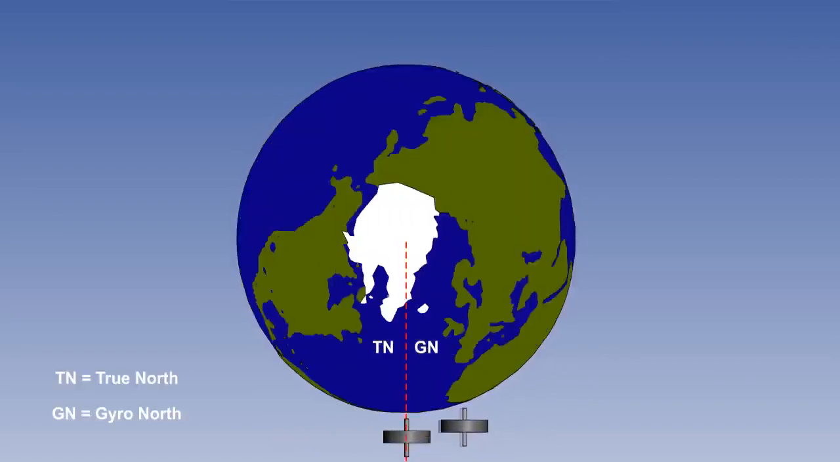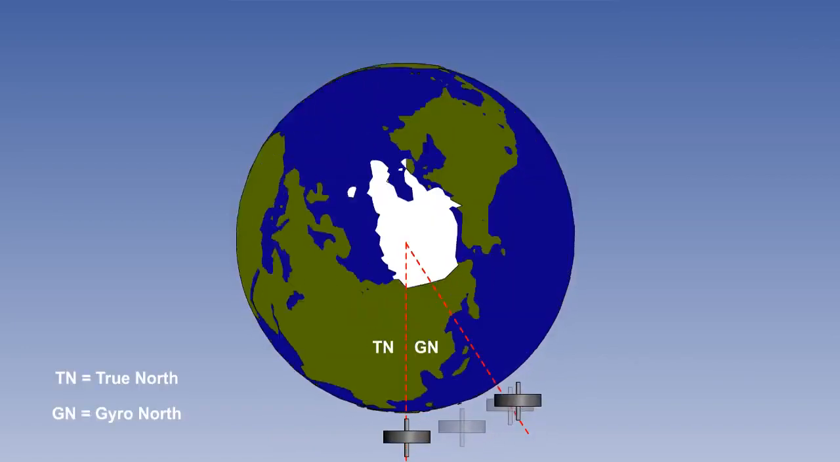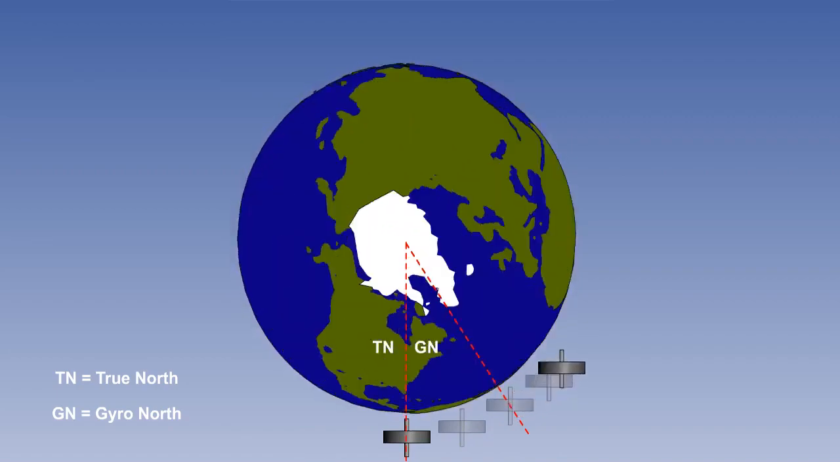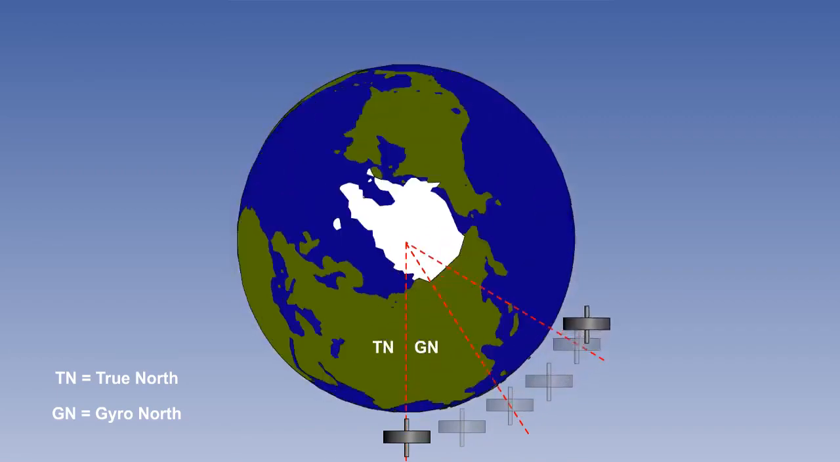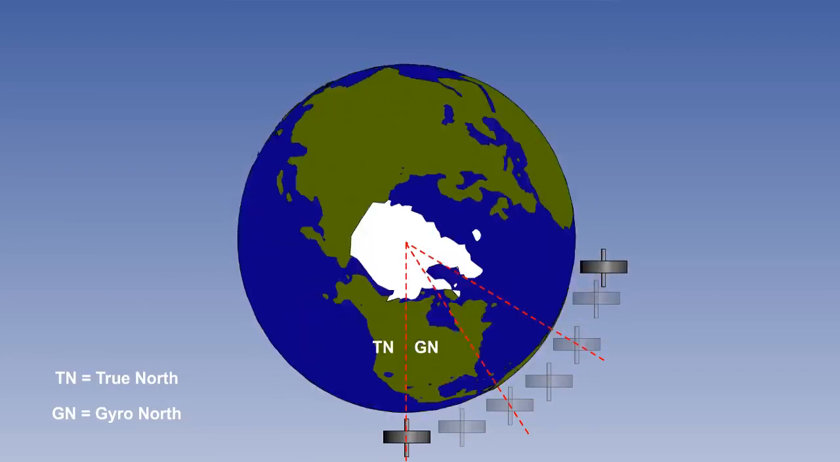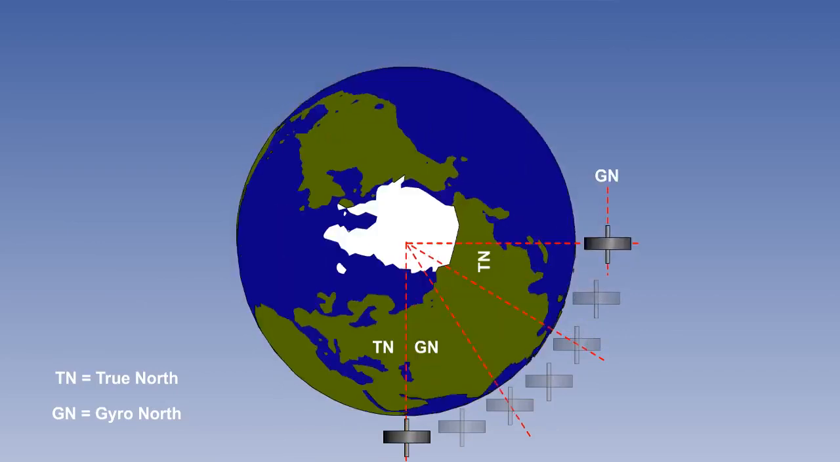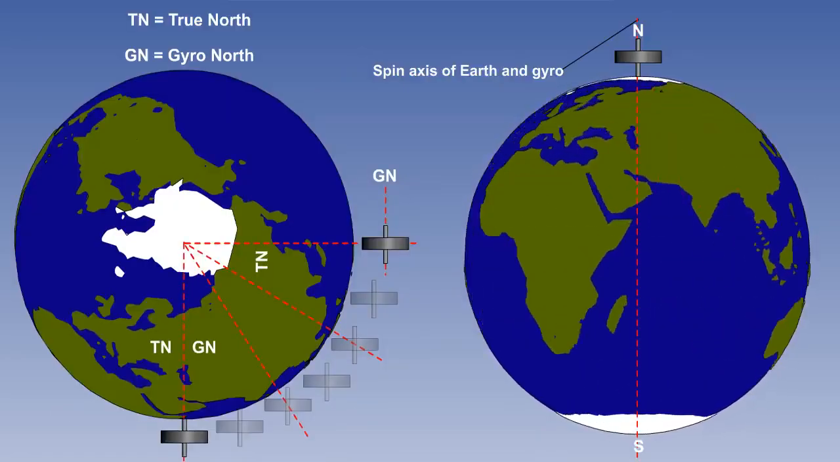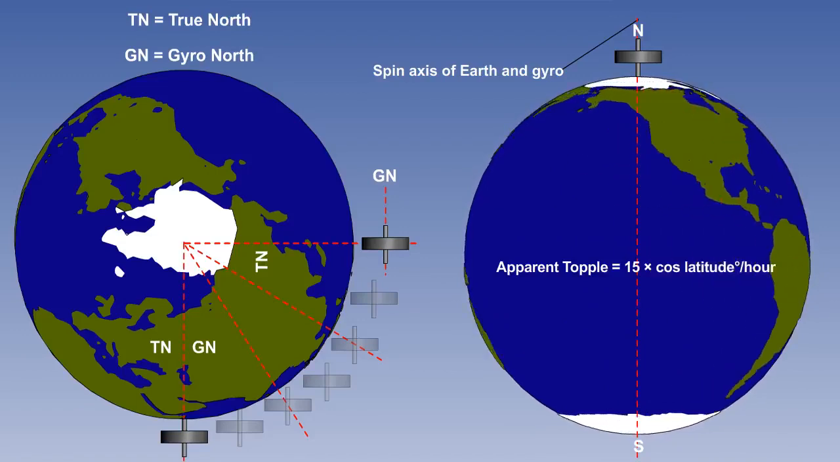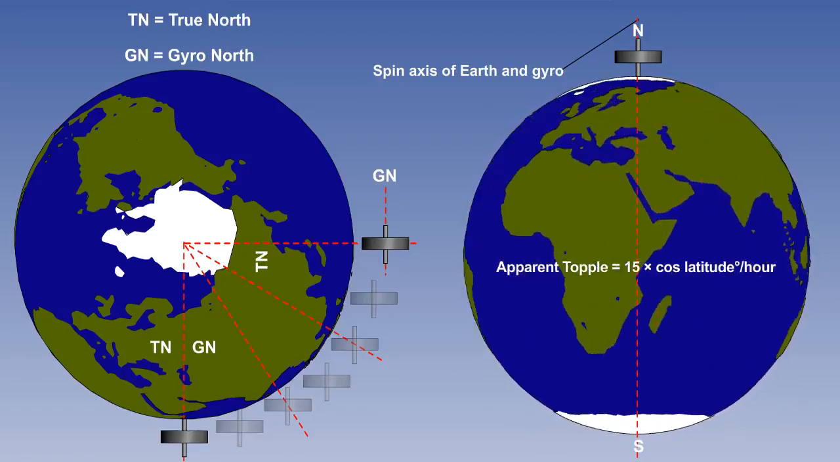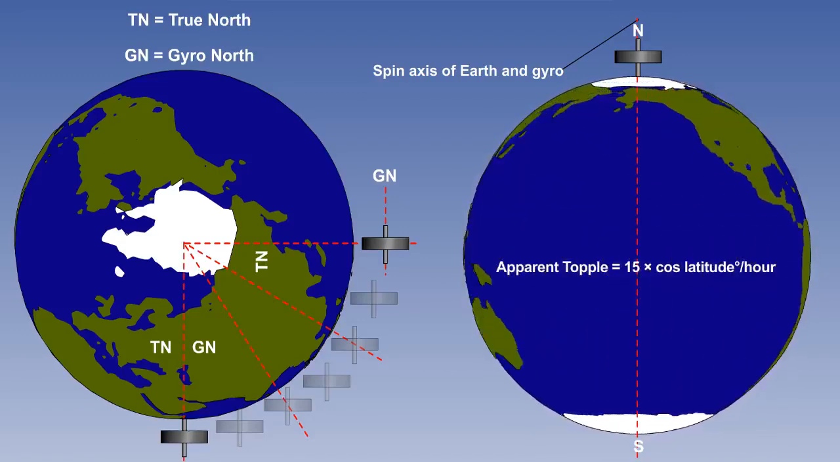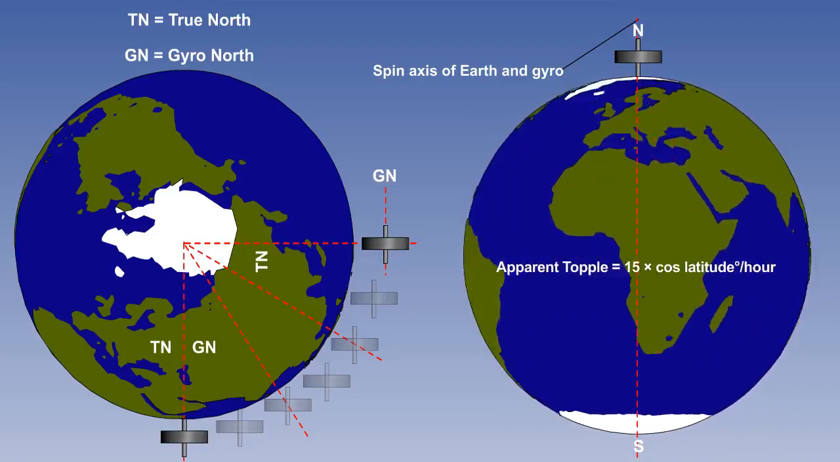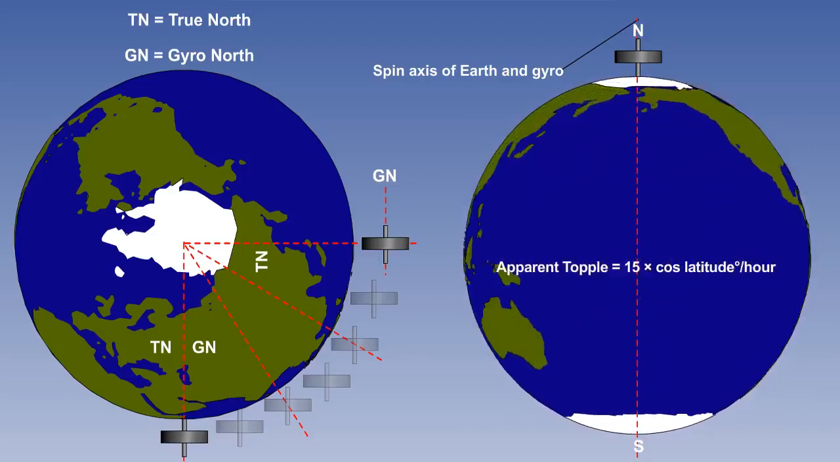Let's now look at apparent topple as opposed to apparent drift. If we think about it, it can be seen that apparent topple will be at its maximum of 15 degrees per hour at the equator and will be 0 at the geographic poles. The formula for apparent topple due to Earth rate is topple equals 15 times the cosine of the latitude in degrees per hour.